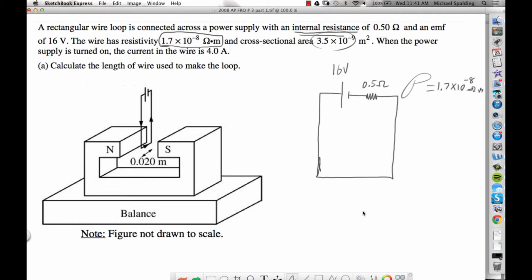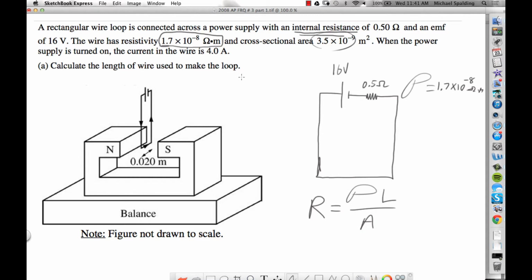There's an equation for the resistance of a wire. If you just have a long straight wire, the resistance of the wire equals resistivity times L over A. So what they want us to figure out right here is the length of the wire used to make the loop.